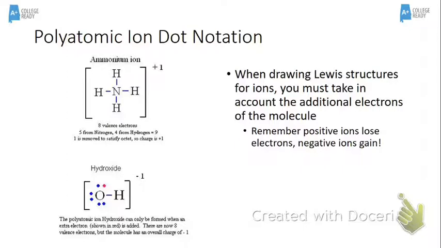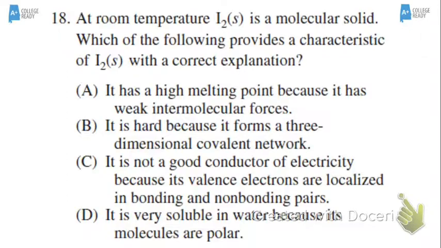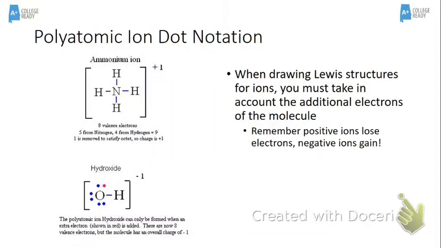So let me make that make sense. Nitrogen has 5 electrons that it donates. Each hydrogen has 1. So that's a total of 9 electrons. Since this has a +1 charge to it, that means that now I have 8 electrons in my system. So that's the first change.